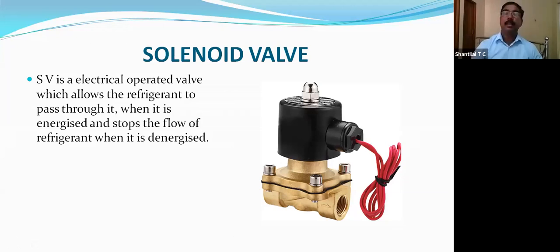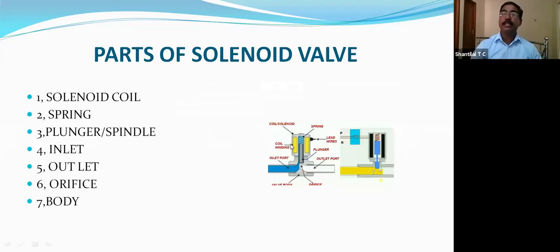Then we can see the main parts of the solenoid valve. This solenoid valve consists of, first main part, the solenoid coil. This attachment is the solenoid coil. That means an electrical coil, like a water winding pipe. Then there is a spring, here the spring is coming, and inside there is a plunger. Outside of the plunger there is a solenoid coil. That coil is single phase. Okay, and we are giving supply.